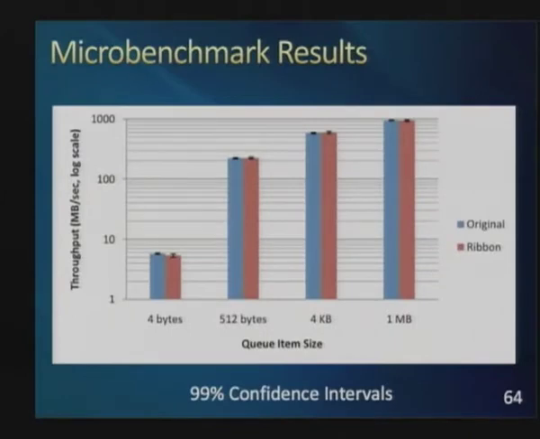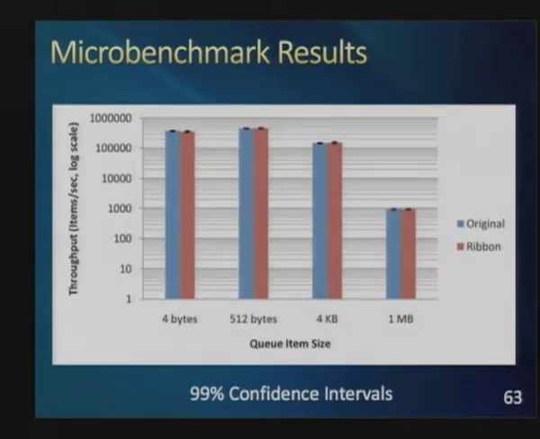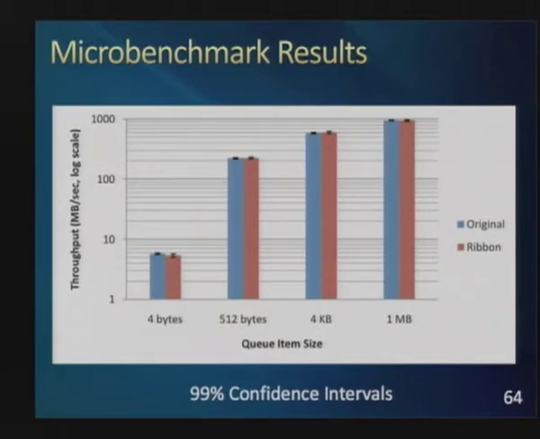And this is the same test here, just showing throughput in megabytes per second. Interestingly enough, as you would expect, the smaller the queue item size, the more items you can process per second. As items get larger, you're doing more work actually doing memory-intensive operations rather than manipulating the queue, and so your memory bandwidth goes up.